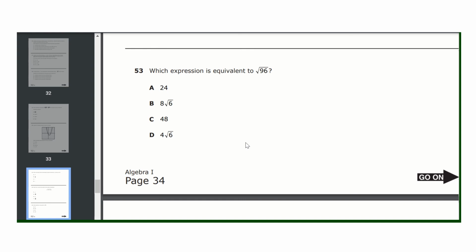Number 53. Which expression is equivalent to the square root of 96? A, 24. B, 8 square root of 6. C, 48. Or D, 4 square root of 6.